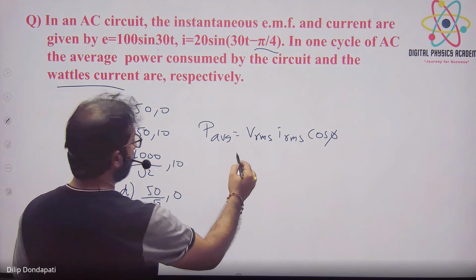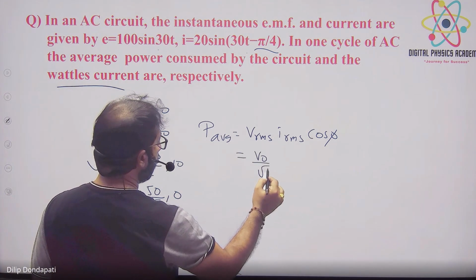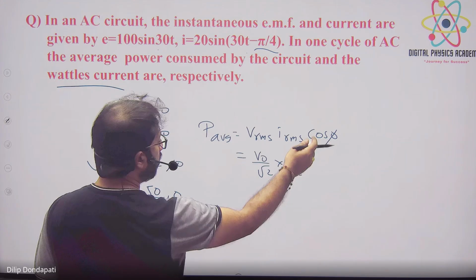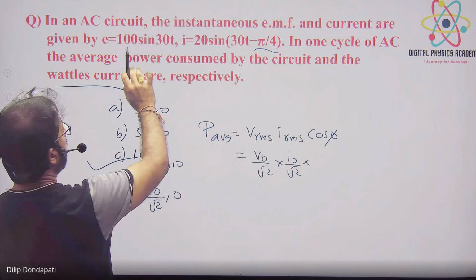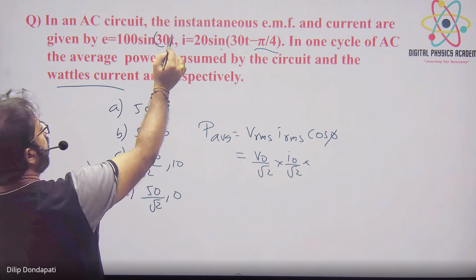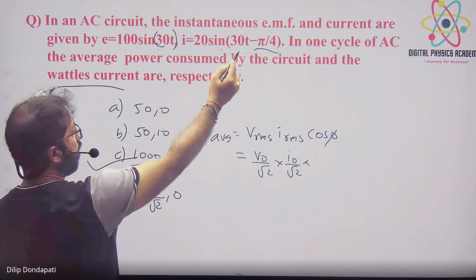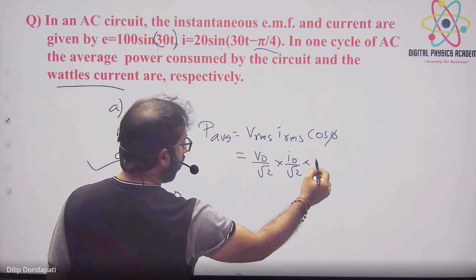देखो VRMS is V naught by root 2 because we know the peak values. I naught by root 2 and phi is the phase difference between voltage and current. Voltage and current का phase difference कितना, साइन के बाजू में जो phase है that is called phase. Phase difference करो बोले तो this minus this किया तो कितना होगा, pi by 4. So cos pi by 4 is 45 is 1 by root 2.